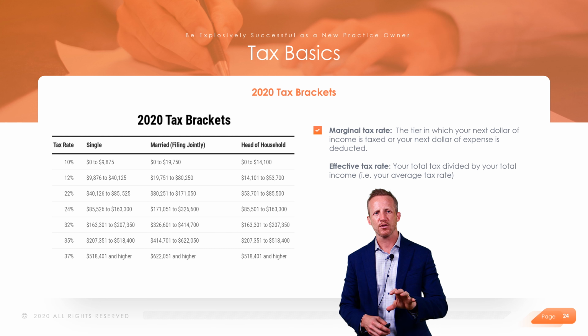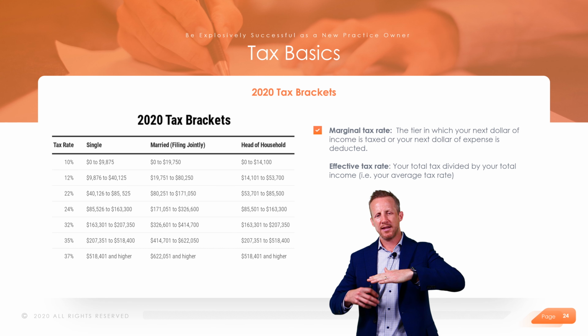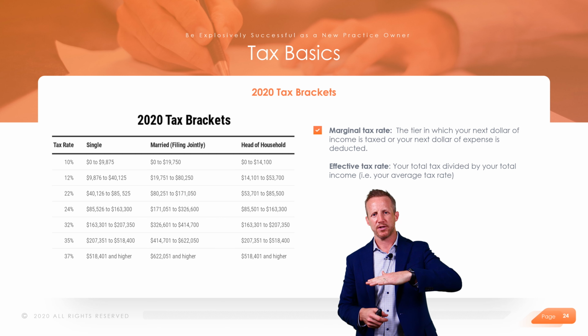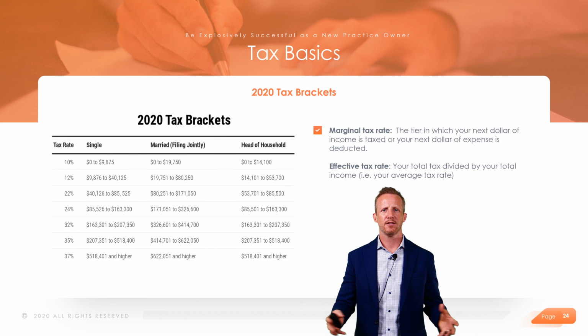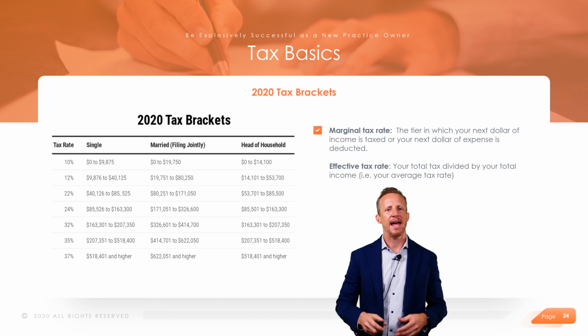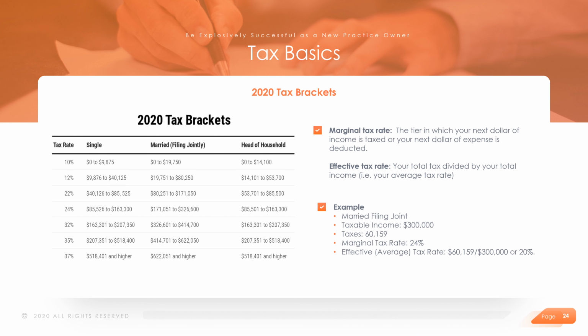So that's your marginal tax rate. It's the tier that you end up being in when you file your tax return. Your effective tax rate is just your average tax rate. It's your total taxes divided by your total income. And let's look at now our example. Let's say we've got married filing joint, and your taxable income is projected to be $300,000. Or, you know what, let's say the year's over, and that's actually what your income is. You're at $300,000 of income. That's your W-2 might have been $150,000, and your K-1 might have been another $150,000. So you're at $300,000.